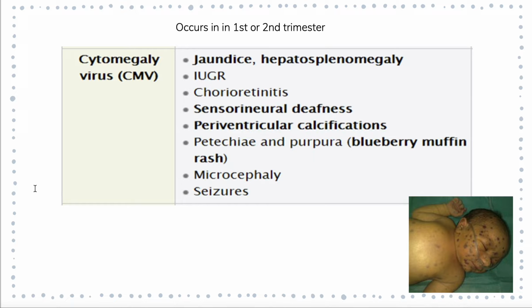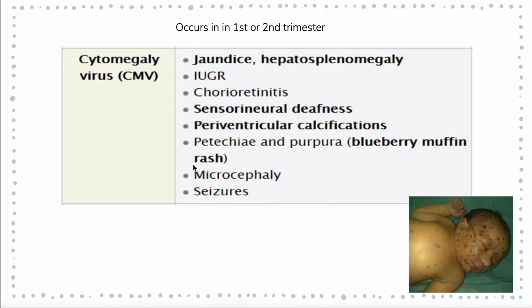First of all, we need to understand that usually patients infected with cytomegalovirus die in the first 6 months. But if they survive, they will present with the following symptoms, which occur in the first or second trimester. For example, they may come with jaundice, hepatosplenomegaly, periventricular calcifications, blueberry muffin, sensorineural deafness. But the most important are the ones in bold. You need to memorize them.